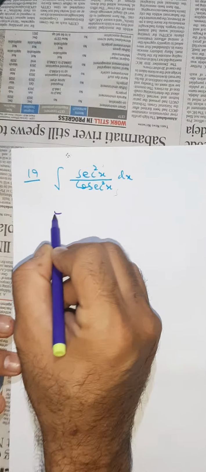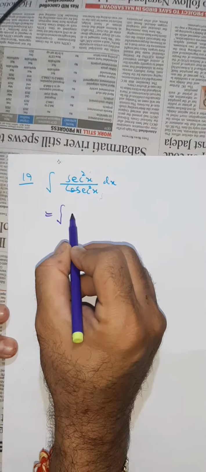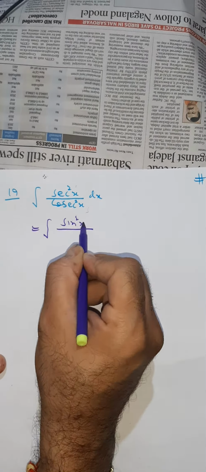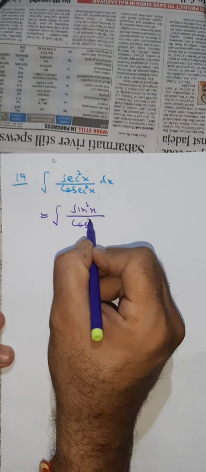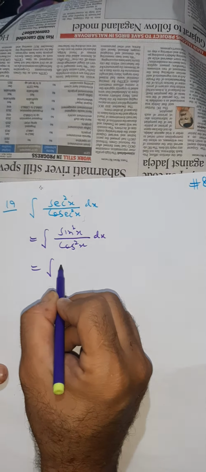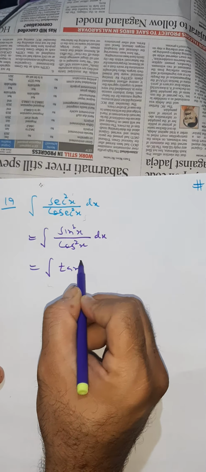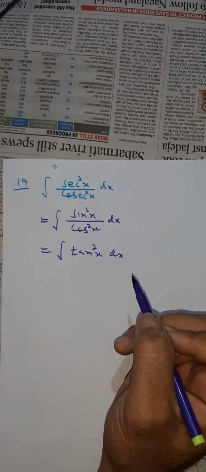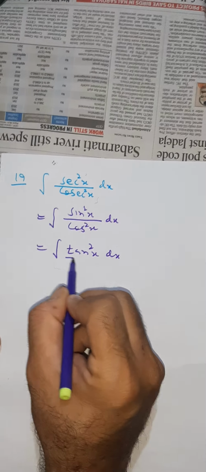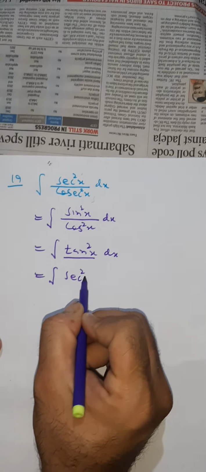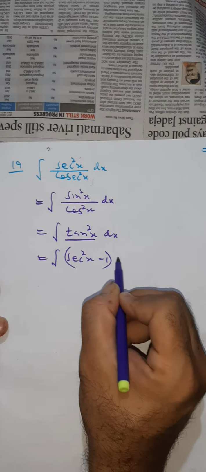So the first obvious step is you reduce into sine and cos. So this will be sine square and this will be cos square. So this is just tan square, you know. This is tan square, sine square upon cos square. Now tan square cannot be integrated directly, but instead of tan square you can write sec square x minus 1, remember.